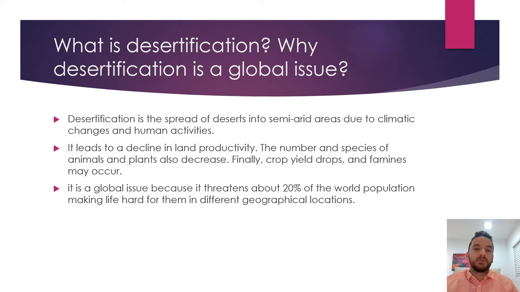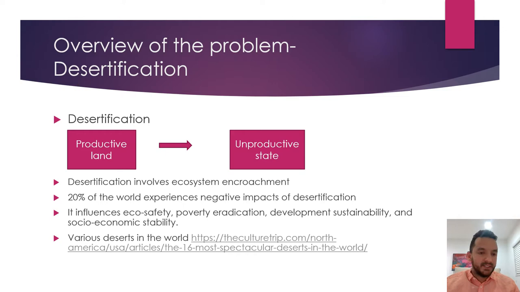Desertification is a global issue with various biodiversity implications. It also influences eco-safety, poverty eradication, development, sustainability, and socio-economic stability. This is the overview of the problem of desertification. As you can see, desertification turns productive land into an unproductive state. Due to the increased negative impact of desertification, drylands are becoming increasingly fragile. Since they undergo continued degradation, drylands have negative implications for people, animals, and the environment, making the world devastated.